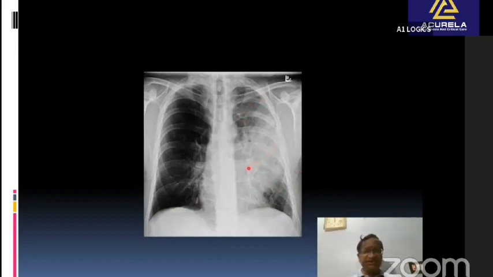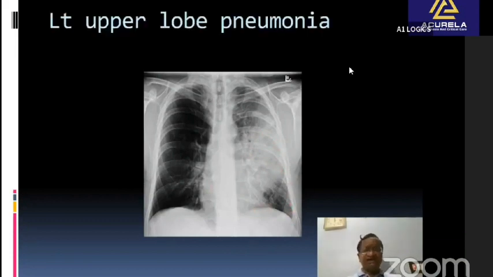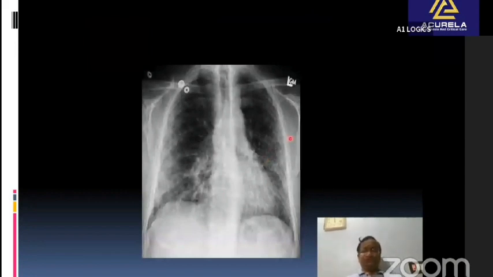The costophrenic angles are normal. It is likely to be pneumonia because there is collapse with no push. So this is likely to be pneumonia because it is relatively homogeneous. Here again, I'm seeing this. All these things are normal. This is normal. That's normal. Bones are normal, everything is normal, but small miliary shadows you can see here on both sides, predominantly in the lower zone and also in the mid zone.